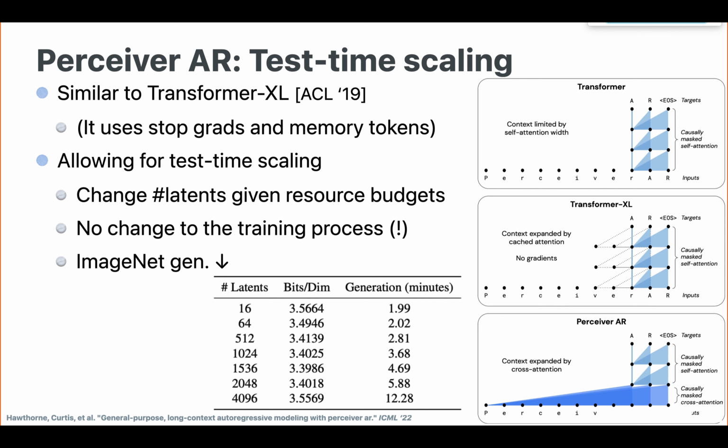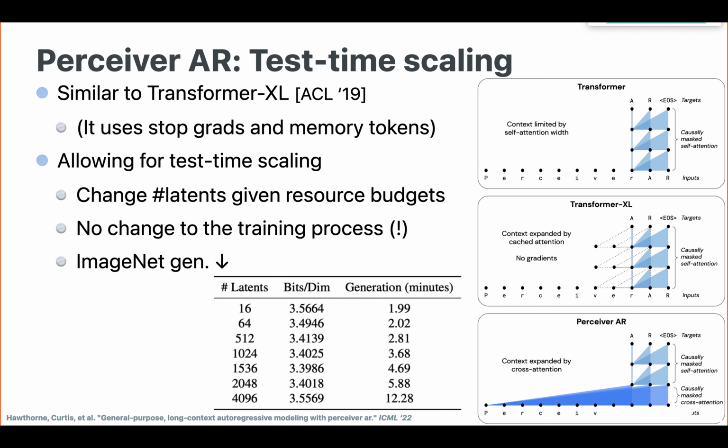And with Transformer-XL, maybe the most popular one out there for processing long sequences, they have these memory tokens. So they pass some memory tokens to the next chunk. And they also use stop gradients to prevent the model from backpropagating all the way to the start.